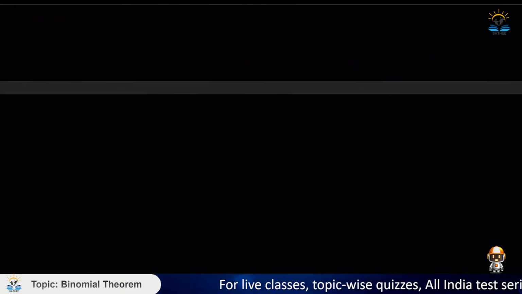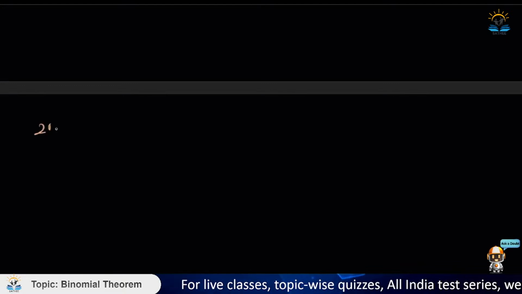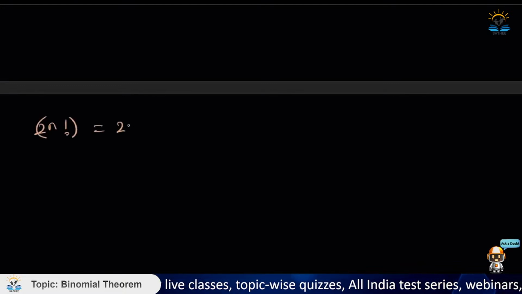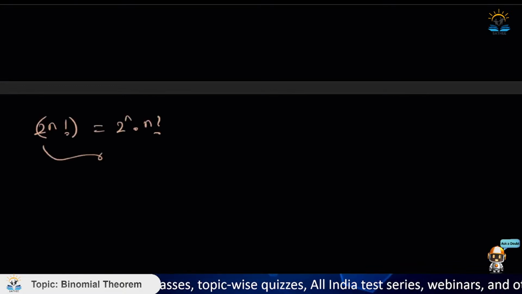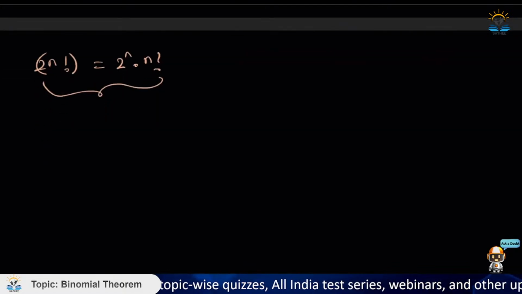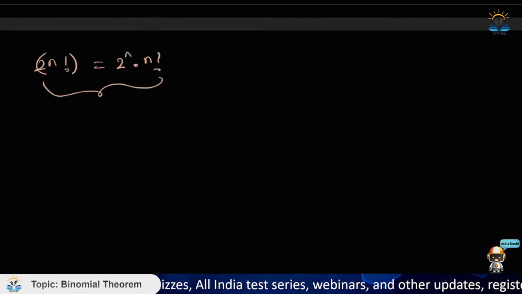Then what is the next one? We will have to note for the next one that (2n)! will be equal to 2n into (n)!, we have to take this. Okay. Yes, so now it comes as (2n)! and 2 to the power of n factorial.